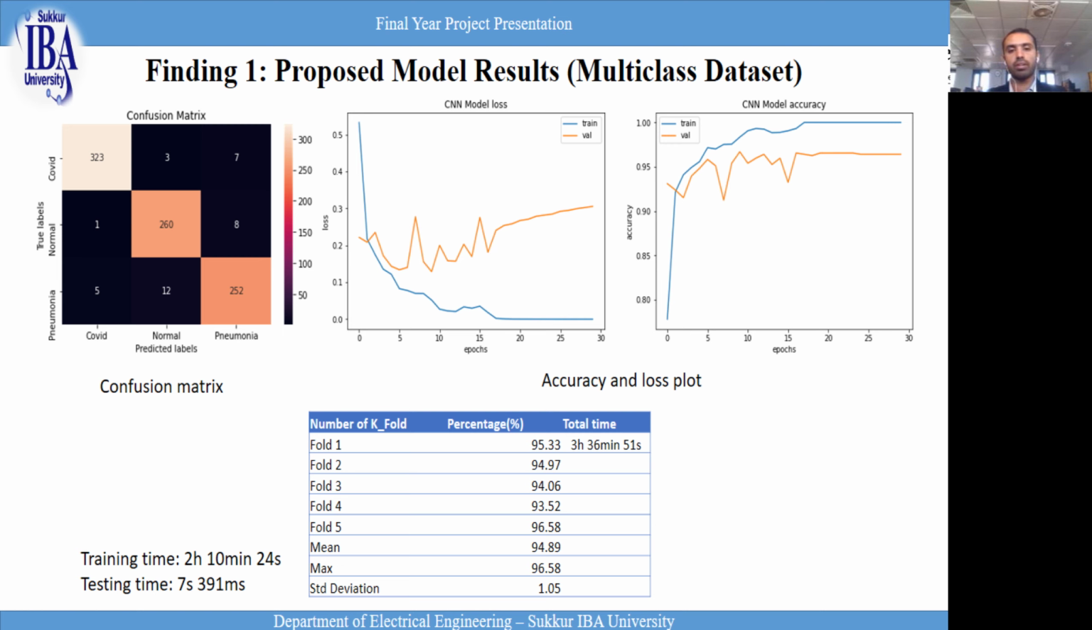Here we have used sparse categorical cross entropy as the loss function, and we have used k-fold cross validation up to 5 folds, and the time taken in the cross validation is 3 hours and 36 minutes. The maximum accuracy is 96.58, and the average is 94.89. The training time is 2 hours 10 minutes, and testing time is 7 seconds.